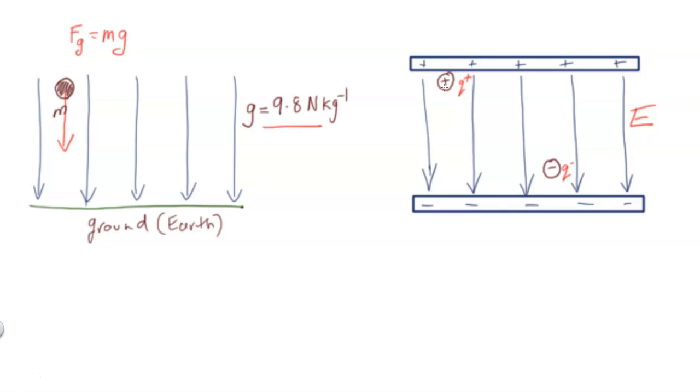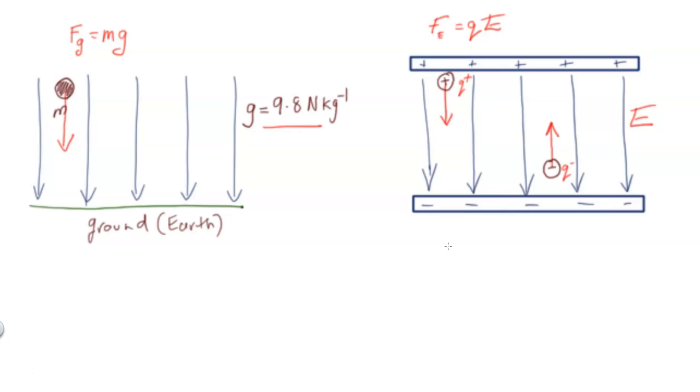So the positive charge is going to experience a force towards the negative plate, and the negative charge is going to experience a force in the opposite direction. And the formula for calculating the force, and we'll say due to the electric field, is equal to the charge times the electric field strength.